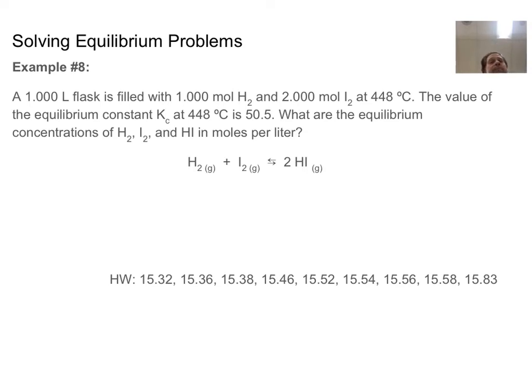Okay, now when we're going to solve equilibrium problems using an ice table and also using the quadratic equation for this particular one, I'm going to walk through this and show you how this one works. So this is a balanced chemical equation, and I'm going to set up my ice table based on the information above. I have a 1 liter flask with 1 mole of H2 and 2 moles of I2, and I know that the equilibrium constant, the Kc, is equal to 50.5.